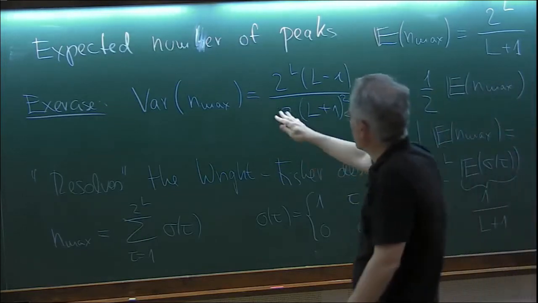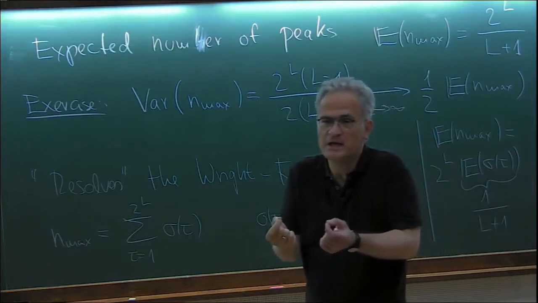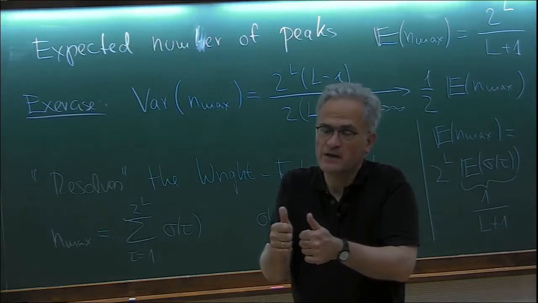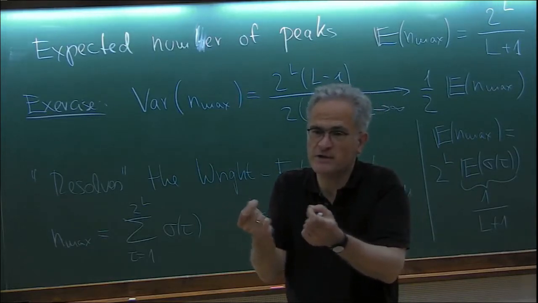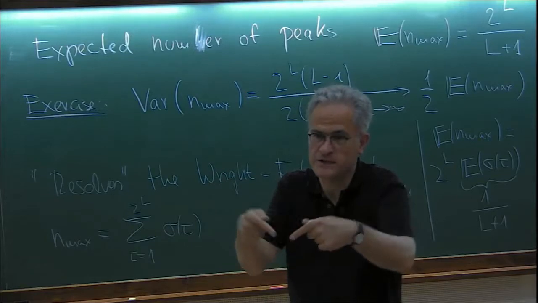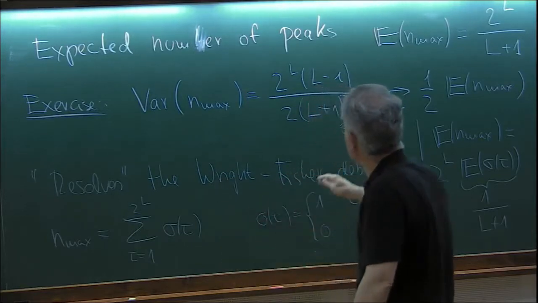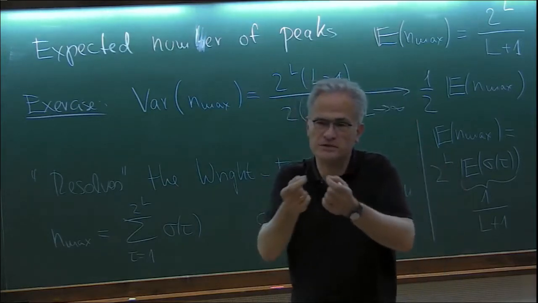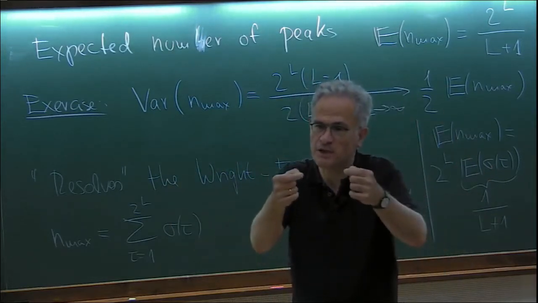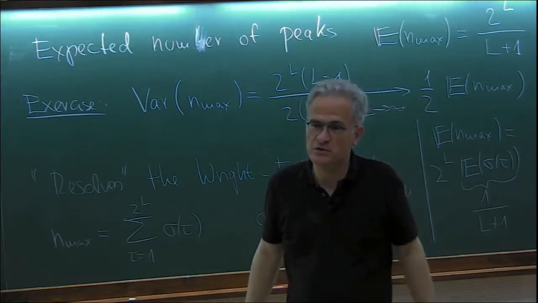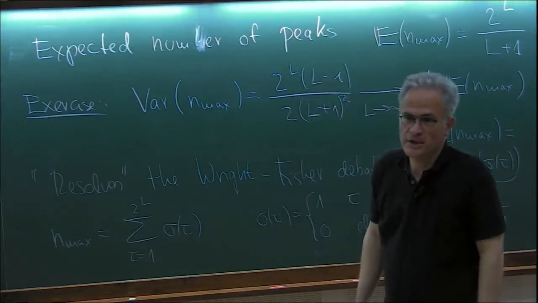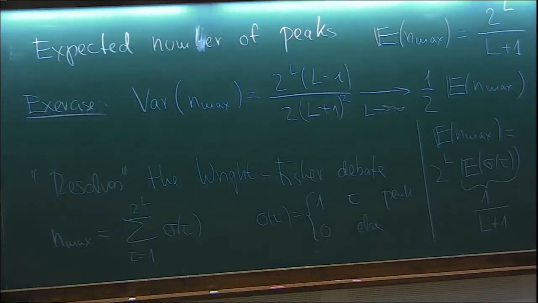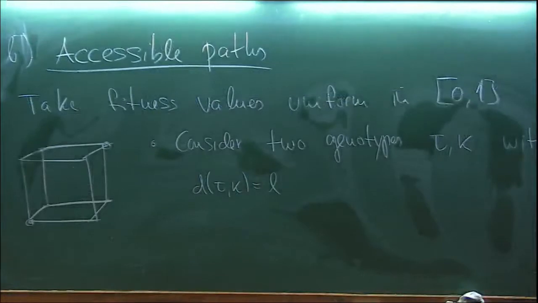As soon as you want to calculate the variance, you have to take into account that two neighboring sites cannot both be maxima, and also that two maxima at distance 2 are correlated, because they share neighbors. If you want to calculate this, you have to think about how that works. There are no correlations beyond that, but maxima at distance 2 are correlated. Okay? Very good.